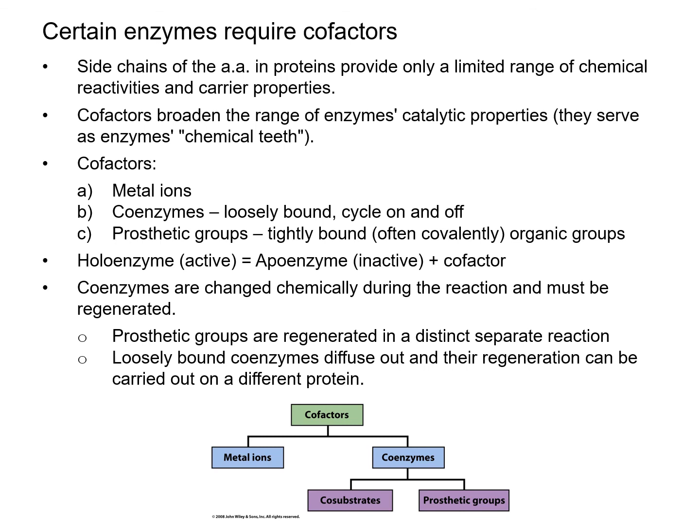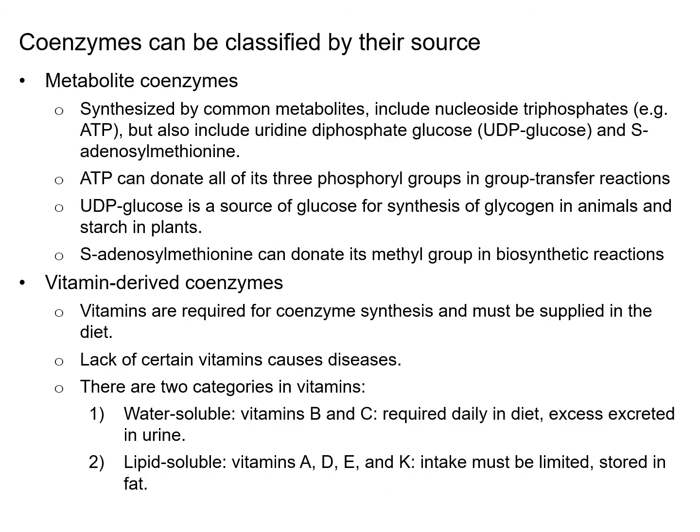Coenzymes are changed chemically during the reaction and must be regenerated. So prosthetic groups are regenerated in a distinct separate reaction and can be later added onto the enzyme to form the holoenzyme. And the loosely bound coenzymes diffuse out from this enzyme complex, and their regeneration can be carried out on a different protein, and then later on it can be added onto the apoenzyme to form the holoenzyme. By their source, coenzymes can be classified into metabolite coenzymes and vitamin-derived coenzymes.